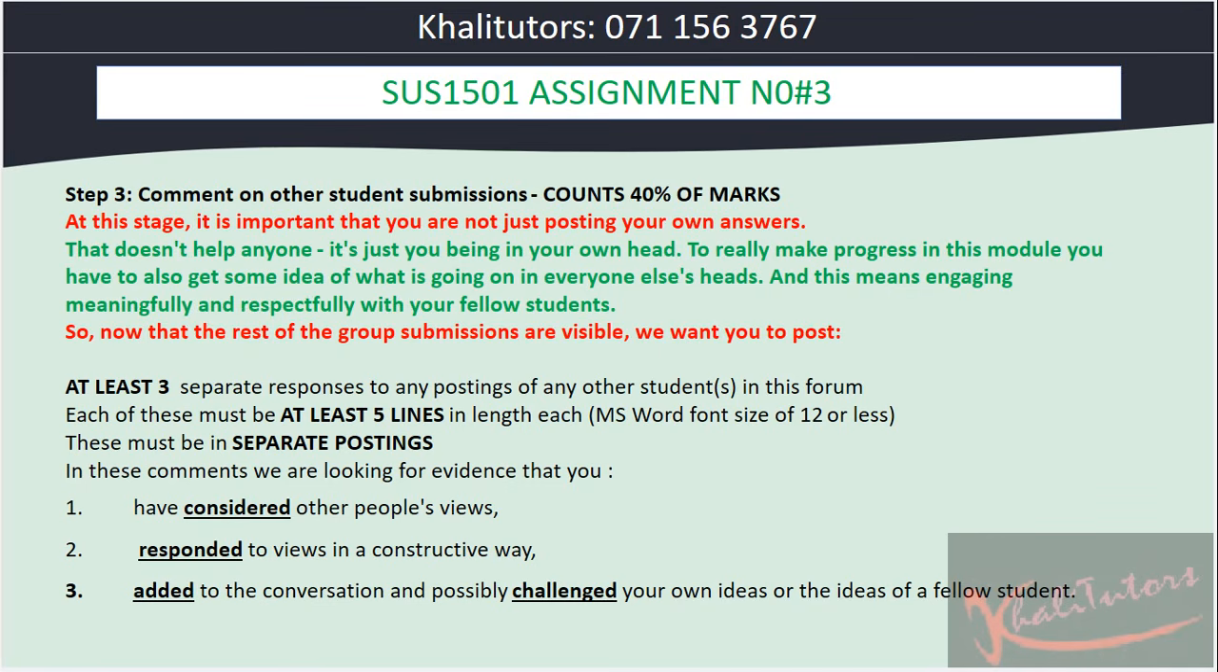I would suggest that you write your responses first using Word, and then make sure it's actually 5 lines. Once you're done with that, copy it from Word and then paste it on the group discussion forum.